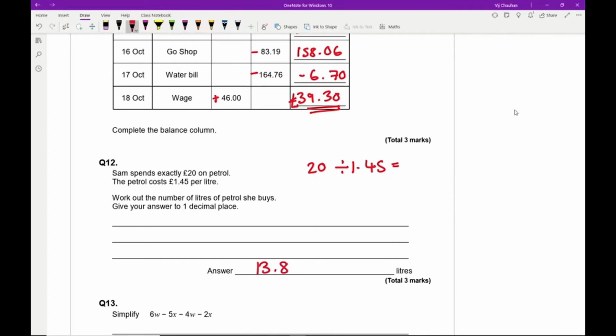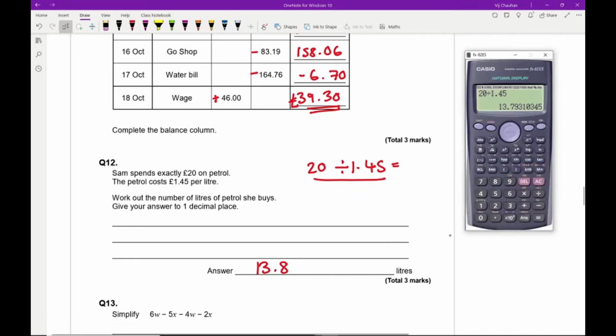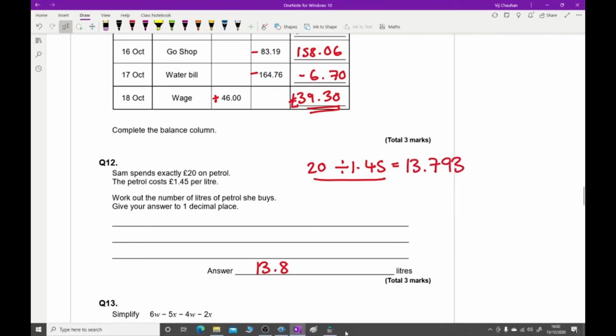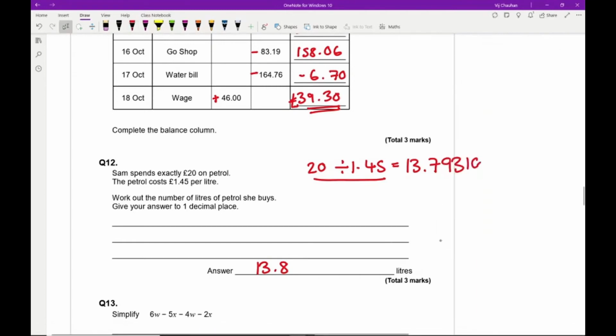Now in terms of where the 3 marks are gained, you get 1 mark for doing 20 divided by 1.5, and then you would get 1 mark for writing down the number. So I've got 13.793, and just write down the other digits, 10345, and then you get a mark for rounding to one decimal place. So if your rounding's a bit sketchy, then always write down what number is given to you on your calculator.